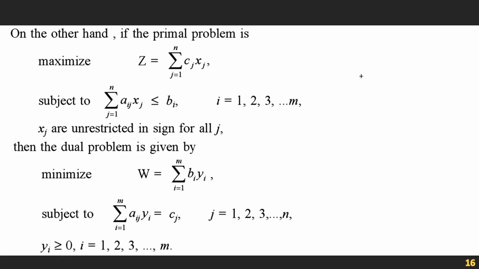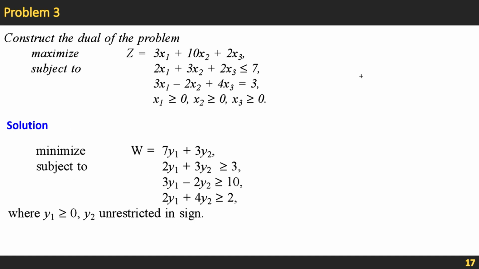Similarly, if there is a variable which is unrestricted in the primal, then in the dual you will get an equation in the constraint. Earlier we saw that if a constraint is an equation, then corresponding to that equation we get a variable which is unrestricted in sign. But if in the primal itself the variable is unrestricted in sign, then in the dual you are going to get an equation. Understood? So that is what we have to keep in mind.